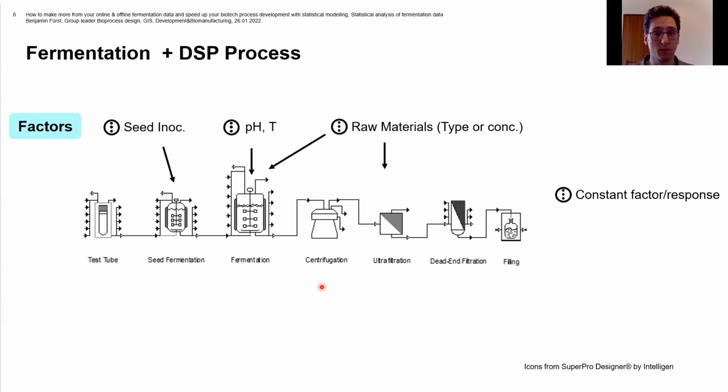All along the process, you have different steps, and you have factors which are set for this step. On the top here, I showed just some examples. So seed inoculum amounts, how much biomass you put in here, pH, temperature setting of the fermenter, or even other unit operations, and the raw materials you put into the process, which type, at what concentration. And all of them here are constant. They have a fixed number. So I depicted them here with dots.